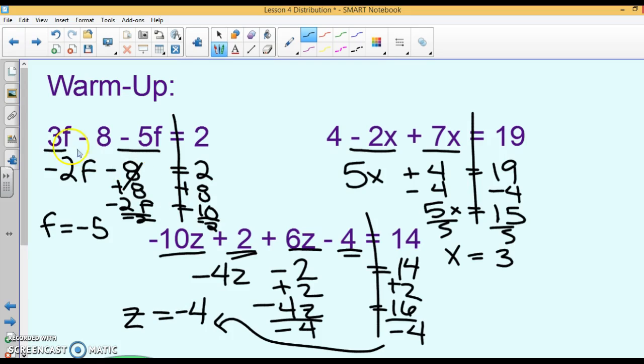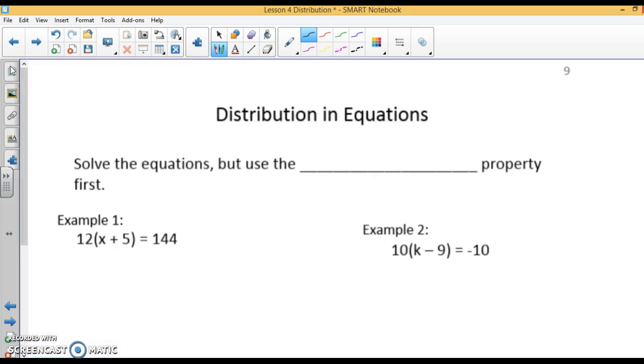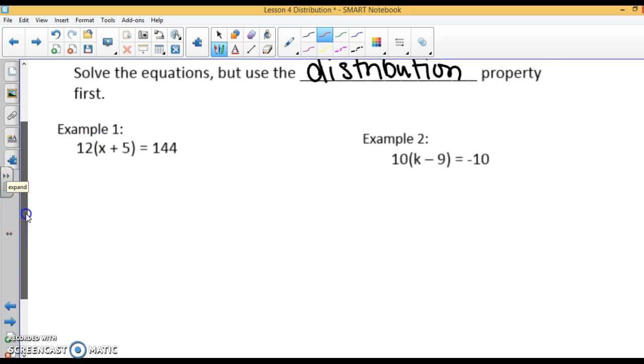Okay? Now, for our lesson, if you open up your packet to page 9, it says distribution in equations. Solve the equations, but use the distribution or distributive property first. So, nothing new. We've done this before. We're just looking at the equations now.